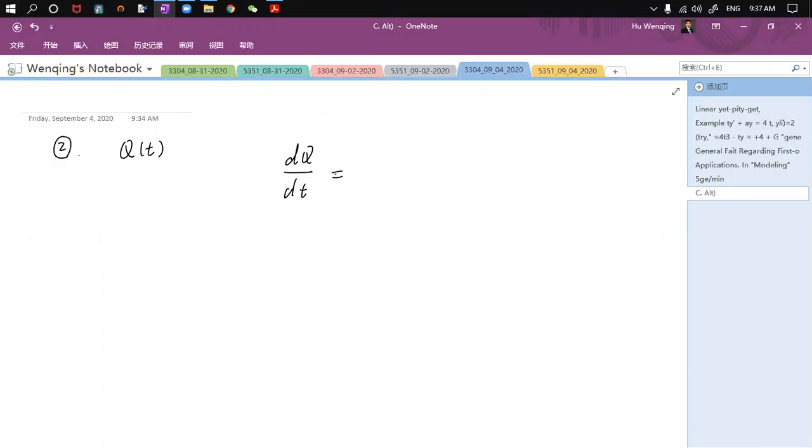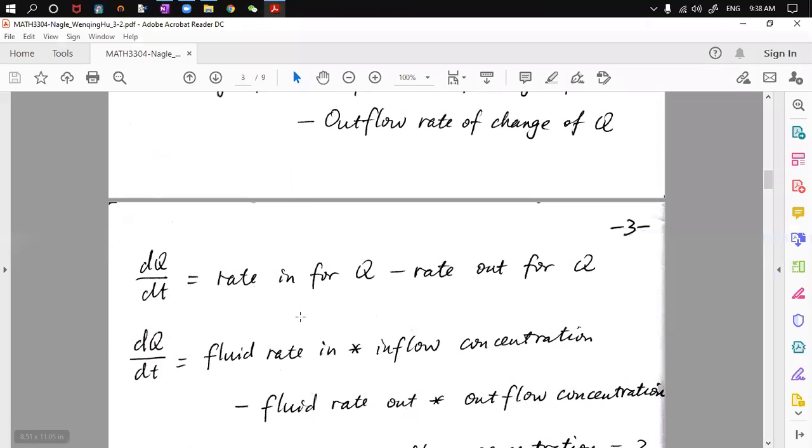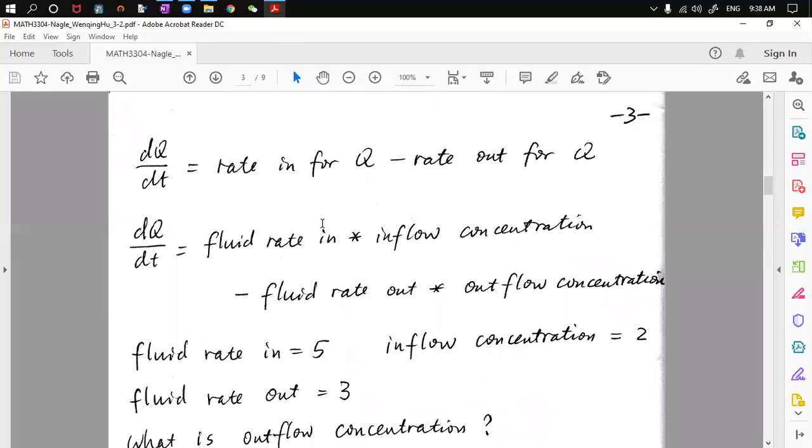But remember, the inflow rate is not the inflow of fluid. It's the inflow of the amount of salt per unit time. How much salt enters? In order to consider the inflow rate, you really have to understand that it is the inflow fluid rate, meaning the volume per unit time, multiplied by the inflow concentration. Concentration means how much salt is in a unit volume. So that's a product of the inflow rate multiplied by the inflow concentration. Same thing for the outflow rate and outflow concentration.